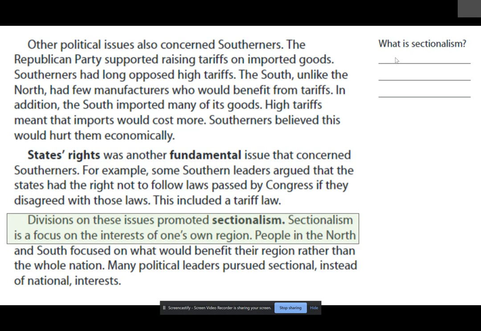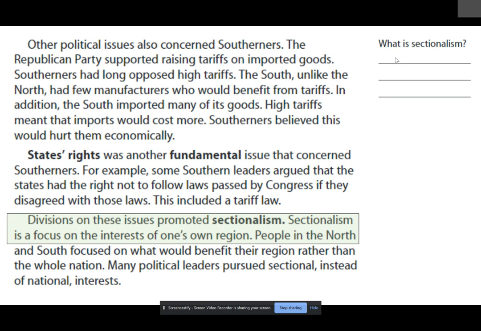Other political issues also concerned Southerners. The Republican Party supported raising tariffs on imported goods. Southerners had long opposed high tariffs. The South, unlike the North, had few manufacturers who would benefit from tariffs. In addition, the South imported many of its goods. High tariffs meant that imports would cost more. Southerners believed this would hurt them economically.